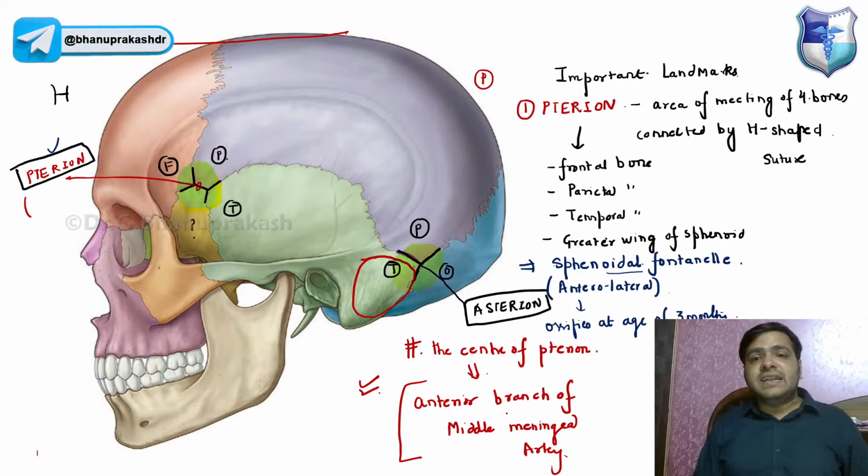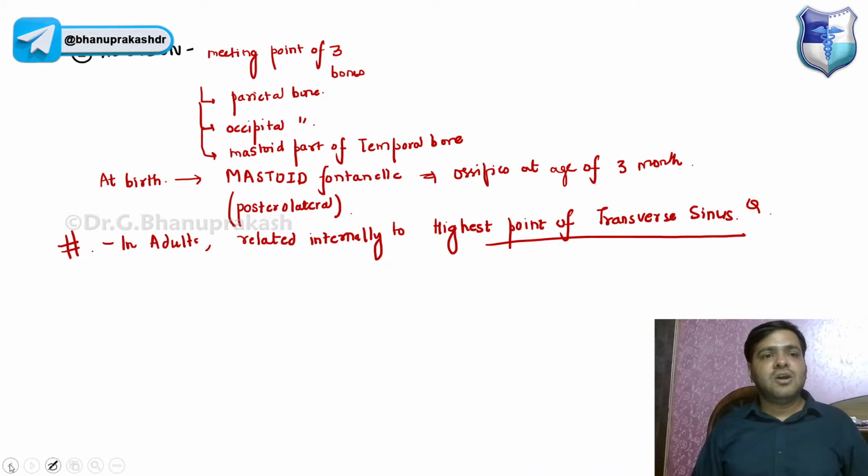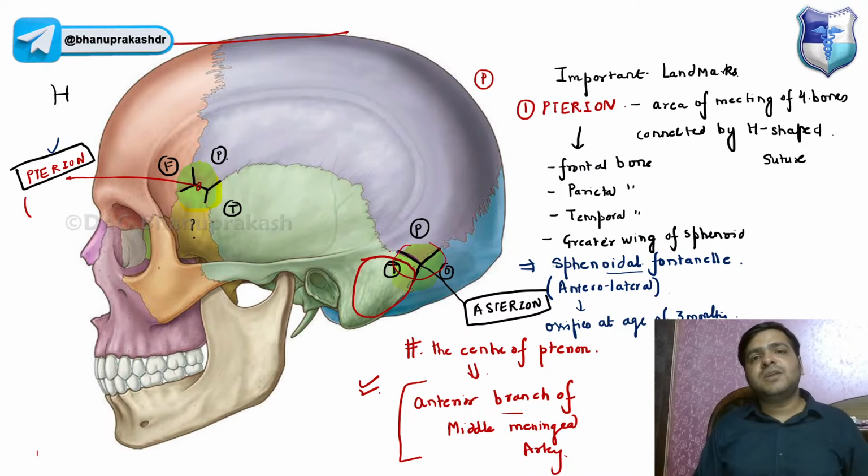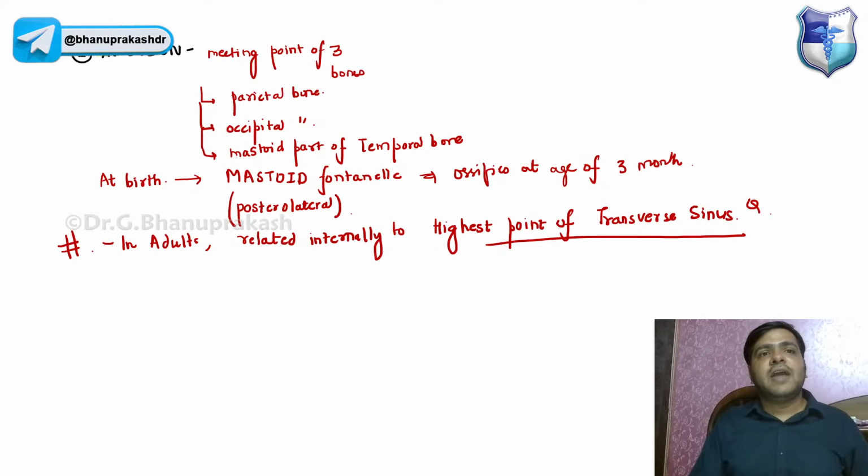Pterion, it is the anterior branch of the middle meningeal artery. Exactly at its center, behind it, you will find the anterior branch of the middle meningeal artery, and behind this asterion you will find the highest point of the transverse sinus. Highest point of the transverse sinus, guys. Again, these two are very, very important, the pterion and the asterion. I hope this is clear. Just give me a thumbs up if both the important landmarks are clear to you.